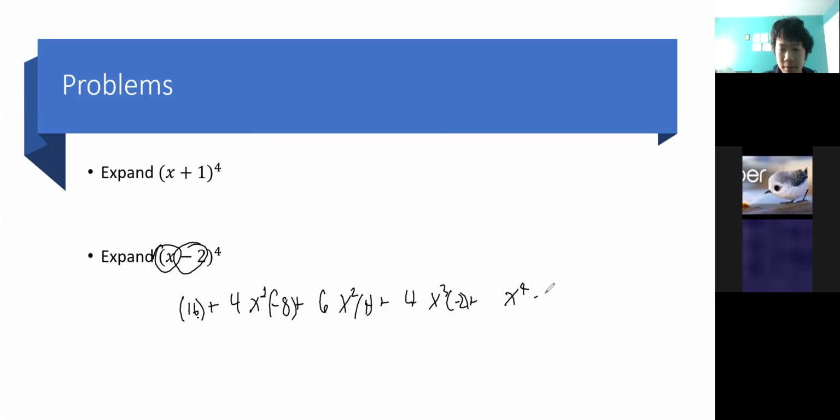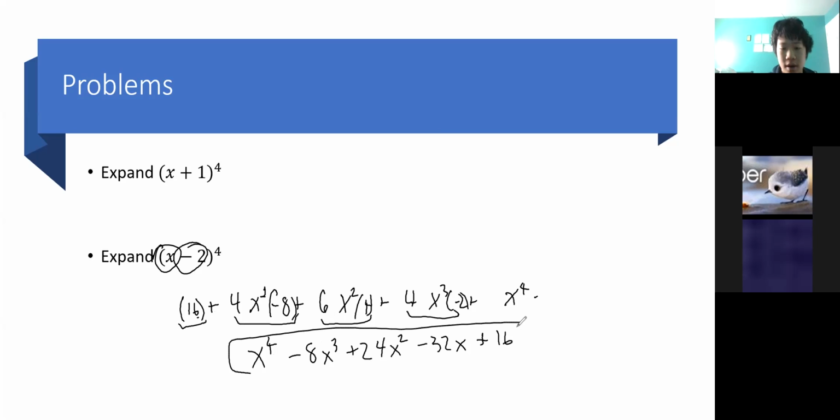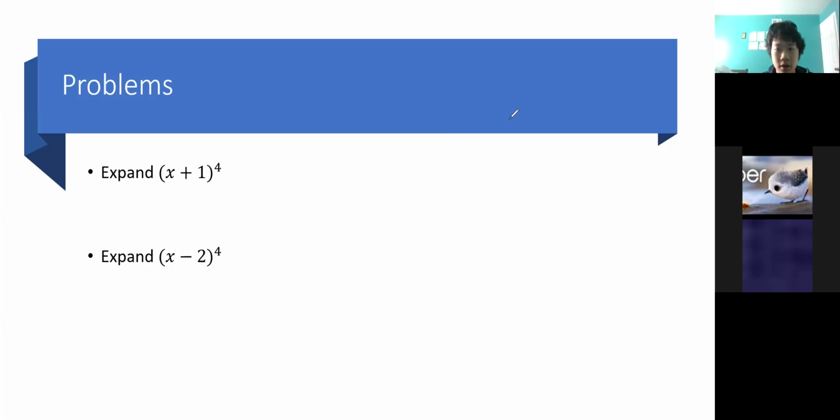Okay, now we can evaluate. I'm going to start out. I always like to write the biggest coefficient, biggest power first. X to the 4th. This one is minus 8x cubed. This one is plus 24x squared. This one is minus 32x. This one is plus 16. And that's the answer. Okay, any questions here? Any questions? If none, I'll go on.